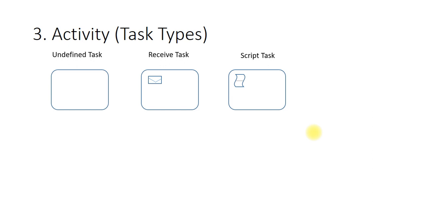If it is a script task, it executes directly in the process engine. So a script task must be written in a language that the process engine can normally interpret while running the task.